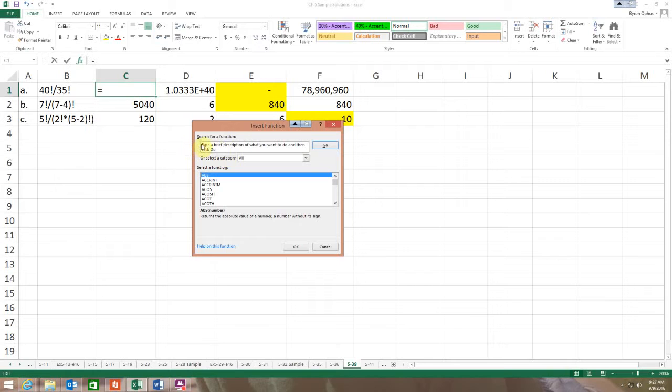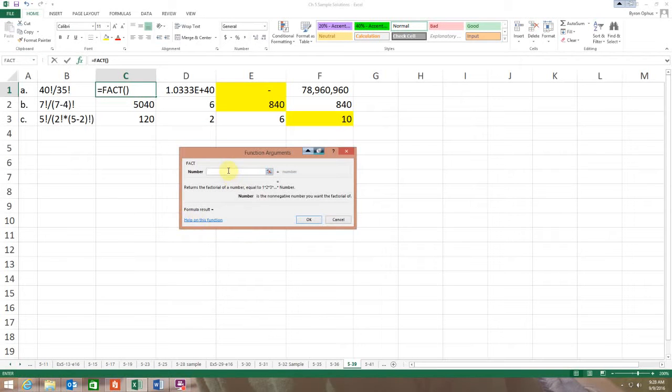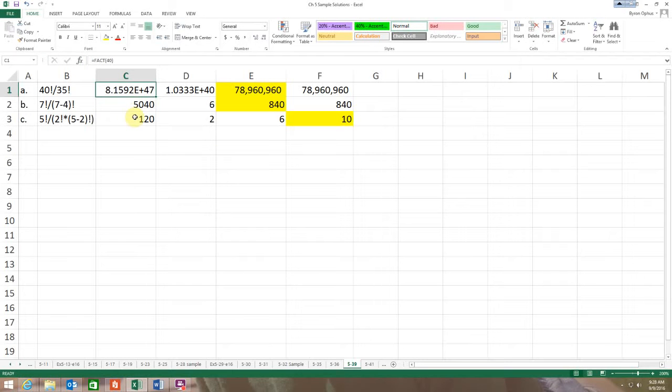And we can come up here, and I can type in fact, okay, returns the factorial of a number equal to 1 times 2 times 3, so kind of saying it backwards, but basically the same thing. And I go okay, and it asks me for what the number is, and maybe I had the number in a cell which I could refer to, but I don't in this case, but the number's 40. So I click it in there.